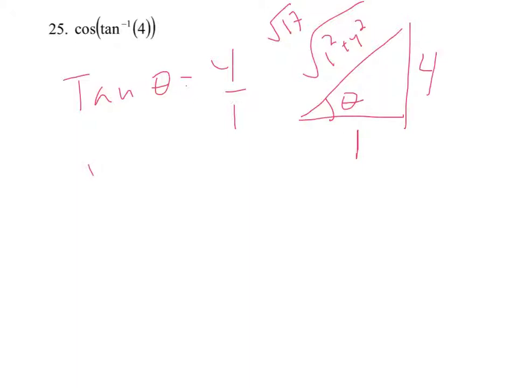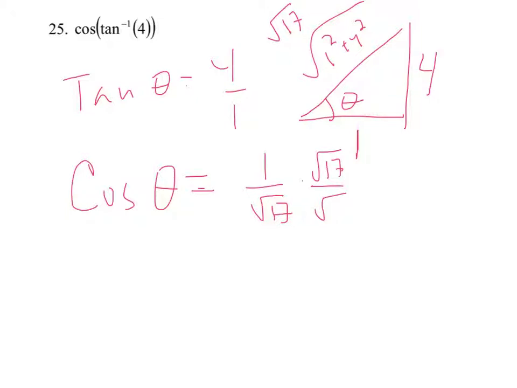So now they asked us to find the cosine of this angle. Well, cosine's adjacent over hypotenuse, so 1 over the square root of 17. And if we rationalize this, we're going to multiply by root 17 over root 17. So root 17 over 17 would be the answer to that question.